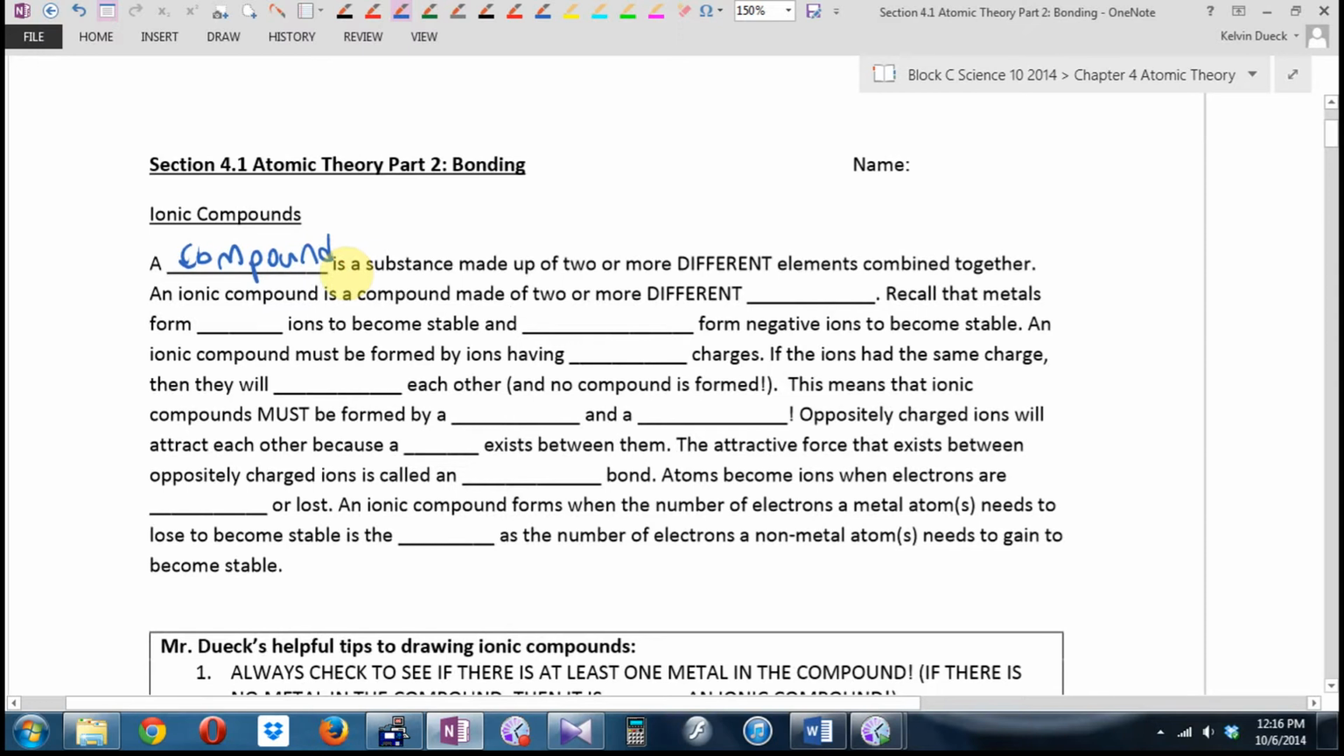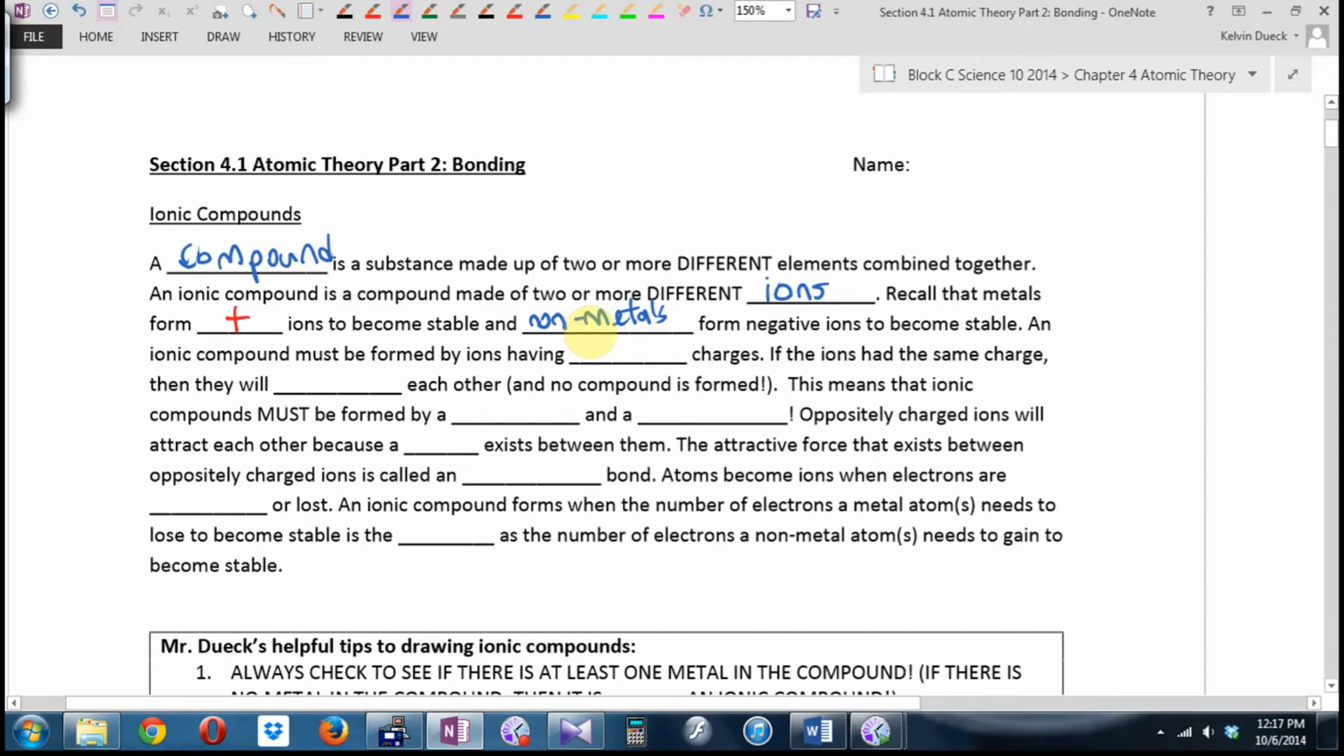An ionic compound is a compound made up of two or more different ions. And what's an ion? Let's talk about that. Recall, metals form positive ions because they lose electrons. And what's the opposite of metals? Non-metals form negative ions.